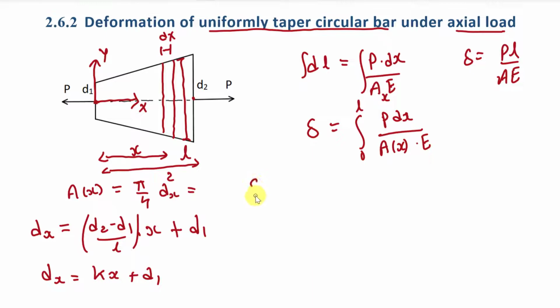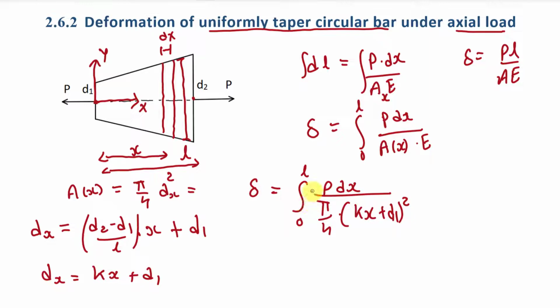So we will get delta equal to integration from 0 to L of P dx divided by area, that is pi by 4 into dx square, meaning kx plus d1 square. So it will be kx plus d1 square, right? Now from here we have to integrate it from 0 to L, then we will get the value of delta. So if you integrate it, then you will get delta equal to 4PL divided by pi d1 into d2 into E. This is simple maths, okay?